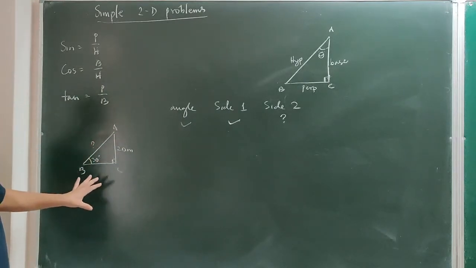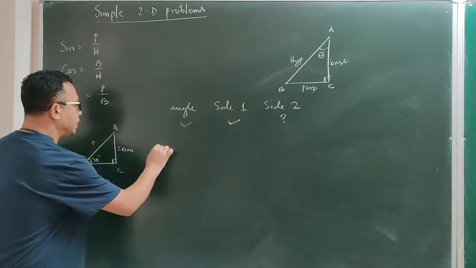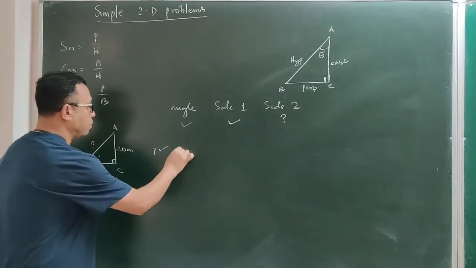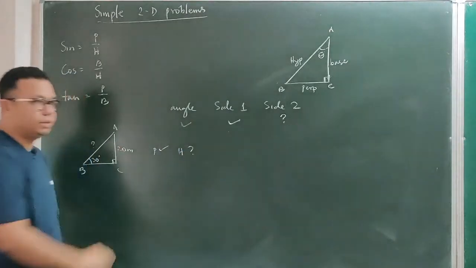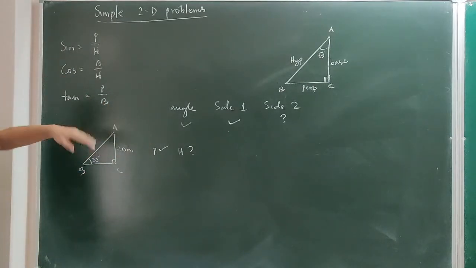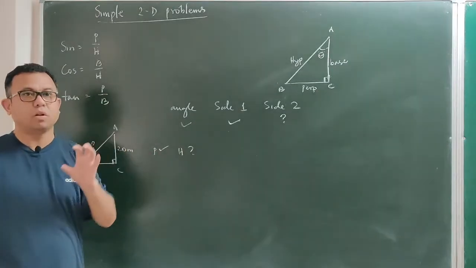In this question, you are given the angle here, and opposite to the given angle, the perpendicular is given to you. What is the question asking you? The question is asking you to find the hypotenuse. So perpendicular is given to you and hypotenuse is asked. Now you have to select either sine or cos or tan. Which one of sine, cos or tan has both perpendicular and hypotenuse? That is what you have to select.